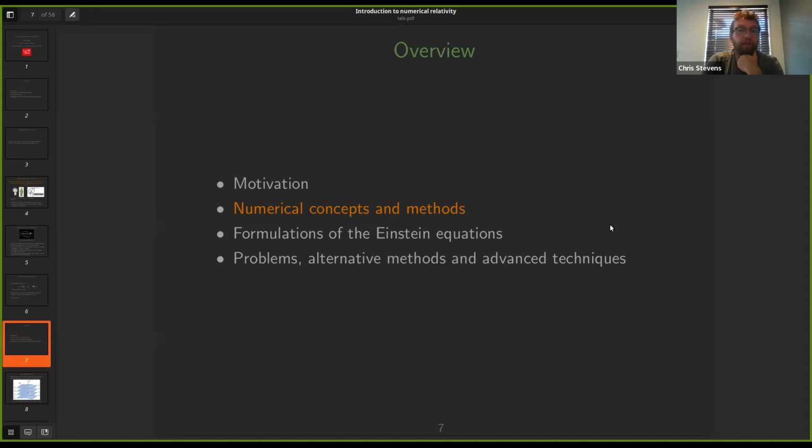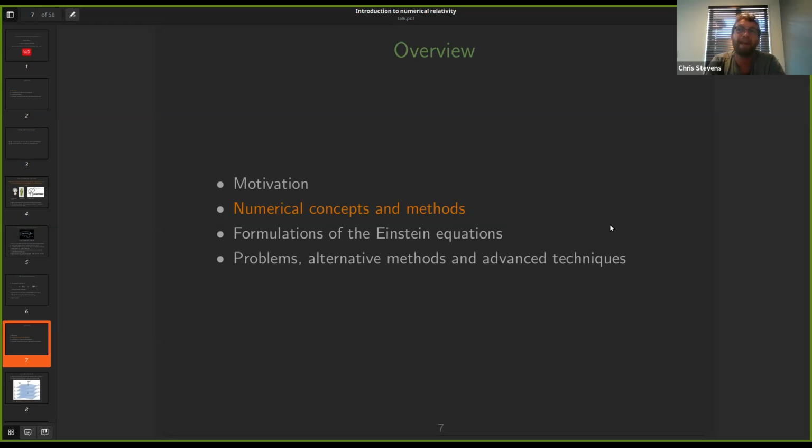So I would like to talk a little bit about numerical concepts and methods first, because that way, hopefully, the lab will make a bit more sense, because you'll be hands-on evolving a formulation of the Einstein equations that is quite well suited to investigating collisions of gravitational waves.